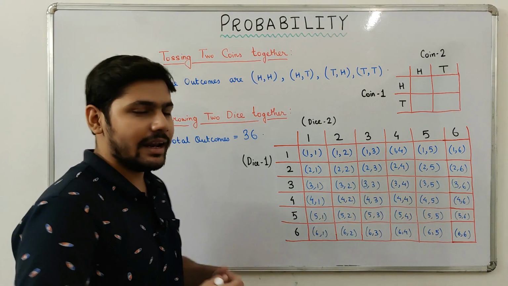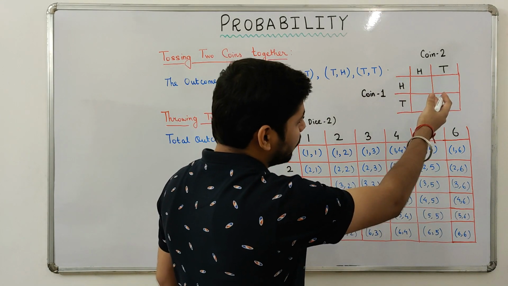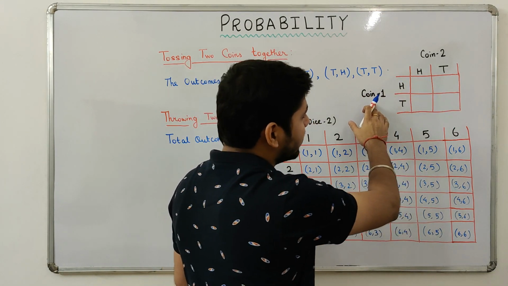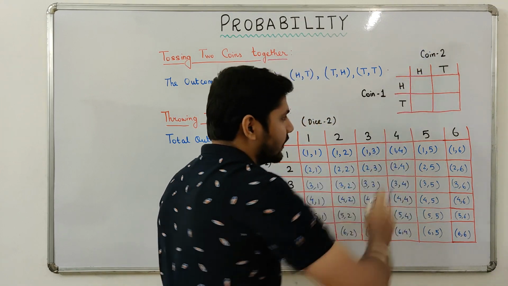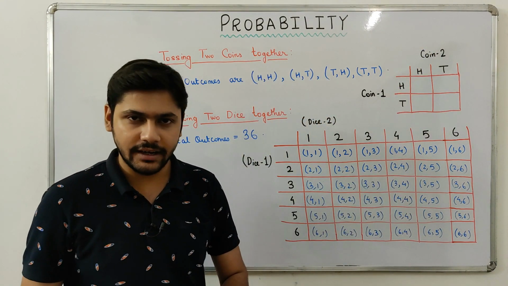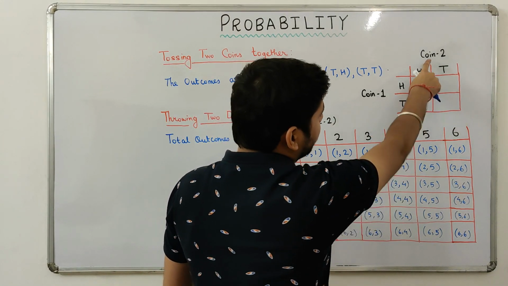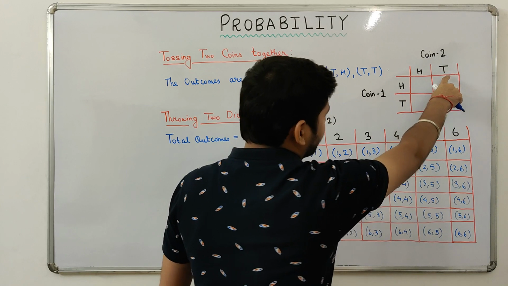Now, an easy way to remember this is by making a board like this, where we have the first coin over here and the second coin over here. Now one coin has 2 outcomes, either head or tail. So for coin 1 we have head and tail, and similarly for coin 2 we have head and tail.